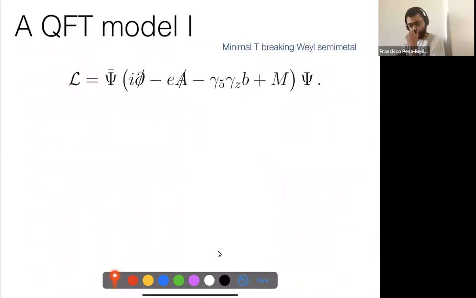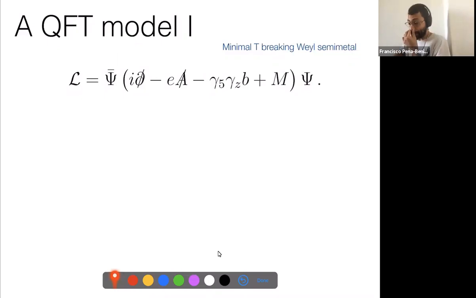Okay, now I will try to connect the Hamiltonian I showed before for single particles with a quantum field theory. Why? At least from my perspective, that's the best way I can understand many particle physics or many body physics. I'm not smart enough to try to understand many body systems beyond quantum field theory.